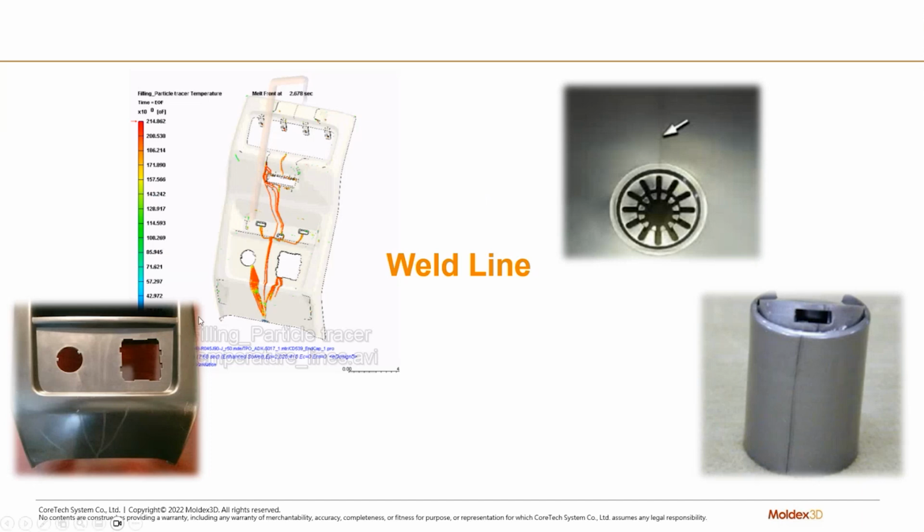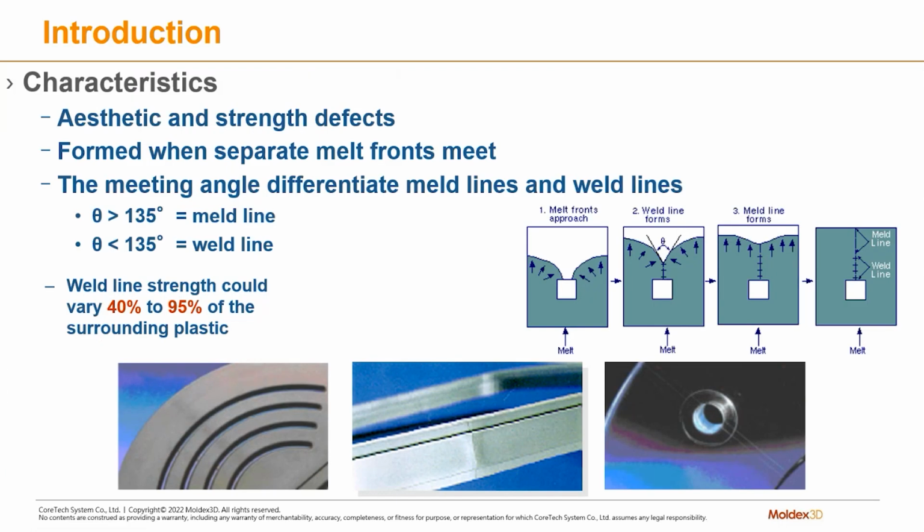First, what is the weld line? If you could see my cursor, here's a welding line, and here's a welding line, and also over here. And how would the welding line happen? So there are two types of weld line. One is called a meld line, another one is called a weld line.